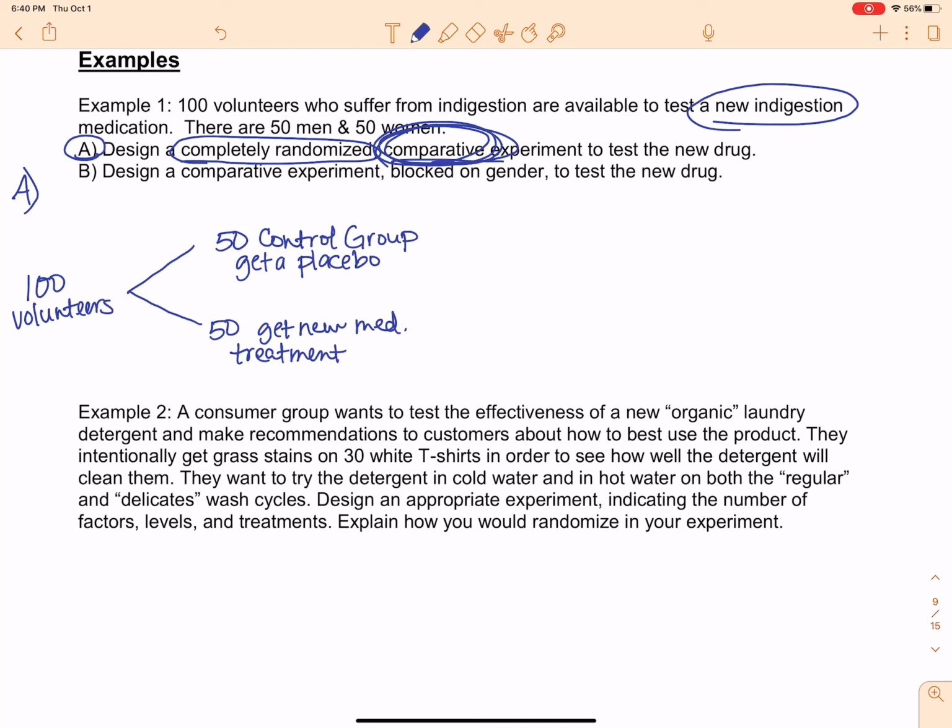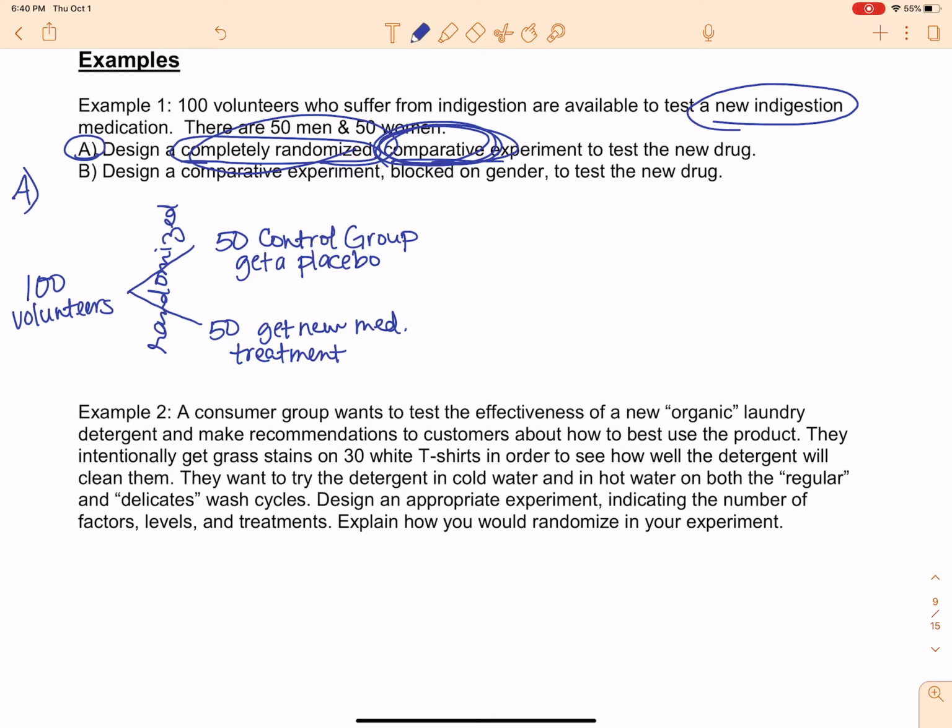All right, so remember, this is completely randomized. So these 100 volunteers are going to be randomly placed. So I'm just writing the word randomized here. Unless you're specifically told to describe your randomization, saying you're randomizing it will work. Now, if they ask you to describe your randomization, that's when you're going to have to get creative. We're not quite there yet, but we will be. I want you to be thinking about what that would look like in this situation.